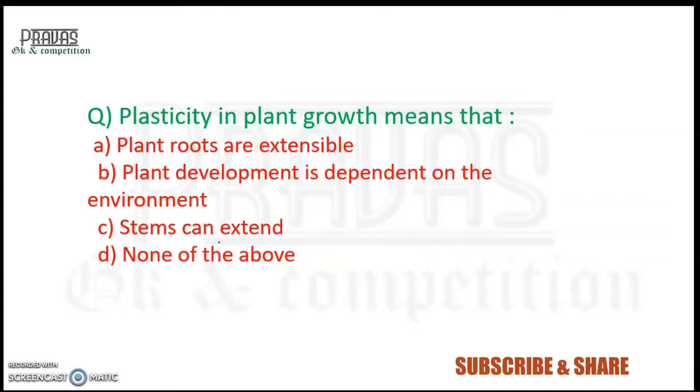The next question is, plasticity in plant growth means? What is the meaning of plasticity in plant growth? That means plant development is dependent on the environment. Plasticity means the development of plants is always dependent on environmental factors.